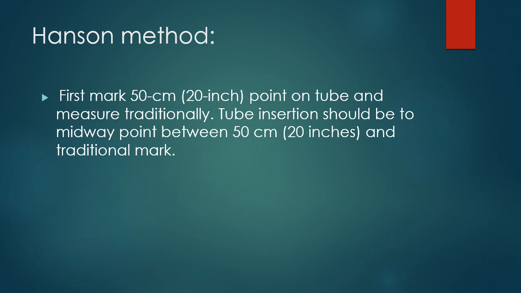There is another method which involves the markings on the tubes. The first mark is typically 20 inches or 50 centimeters. And the tube insertion should be to the midway point between 50 centimeters and the traditional point mark. So you would use the traditional method, and then you'd check it against this 50 centimeter mark, and then you choose the midway point between that. So that's just another way to do it.